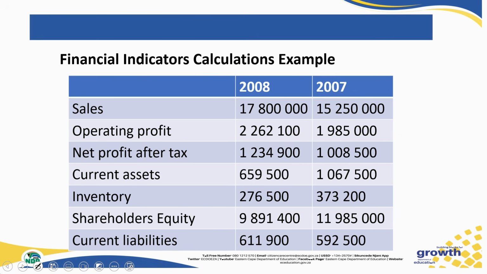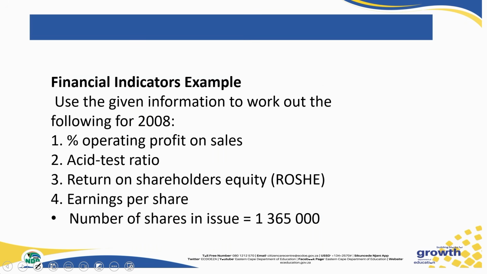Now, to quickly do some calculations that can be asked, we'll just do a few here. We have our information. Always check the year. This is previous year. This is current year. And this is the information given to us: sales, operating profit, net profit after tax, current assets, inventory, shareholders' equity, and current liabilities. We are going to work out 4 of these.